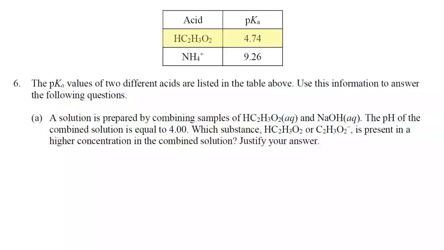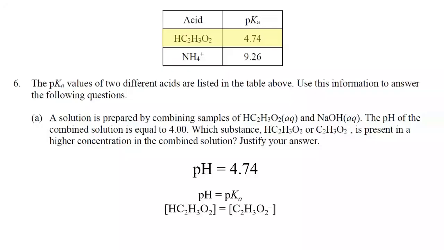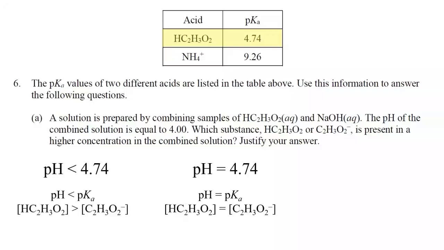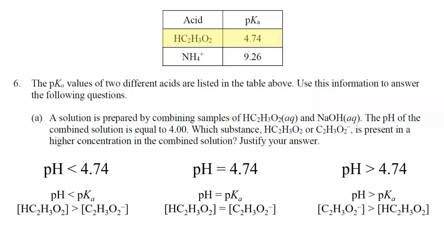So in order to help you better understand the process of comparing pH and pKa, let's consider all three possibilities. If the pH is equal to the pKa, 4.74, then that would mean that the concentration of the weak acid is equal to the concentration of its conjugate base. If the pH is less than the pKa, then the concentration of the weak acid is greater than the concentration of its conjugate base. And if the pH is greater than the pKa, then the concentration of the conjugate base is greater than the concentration of the weak acid.